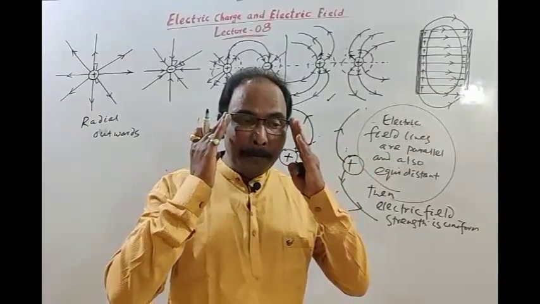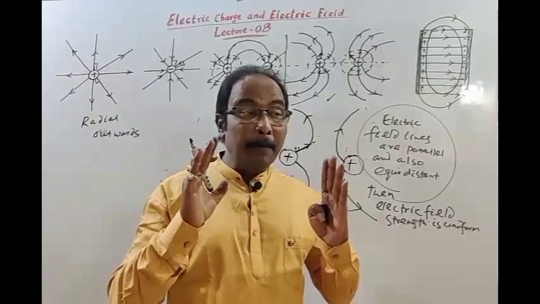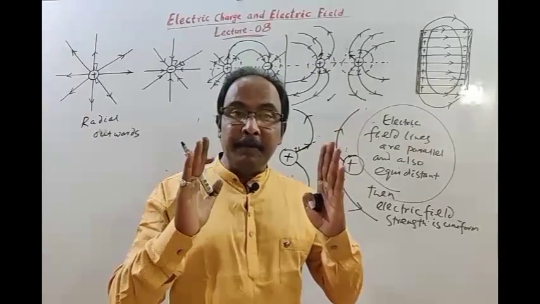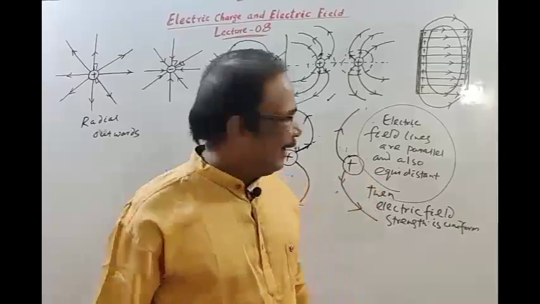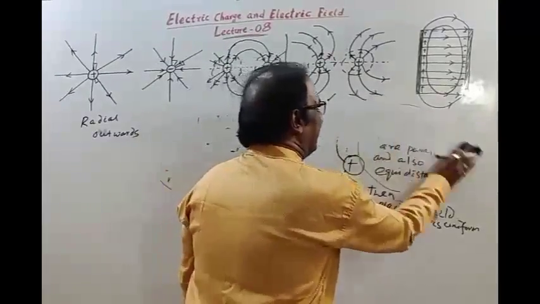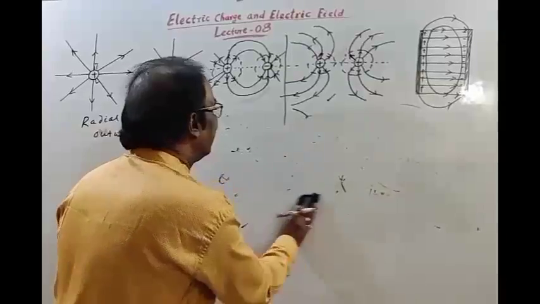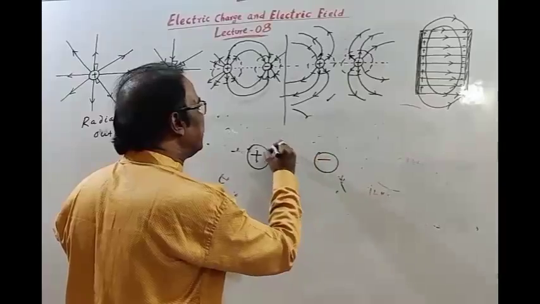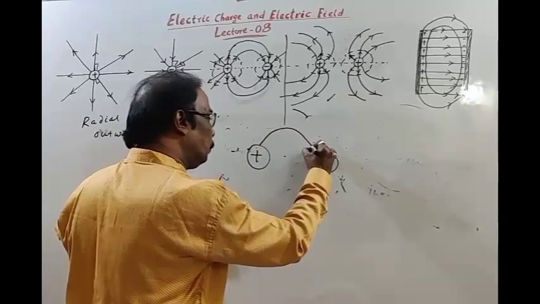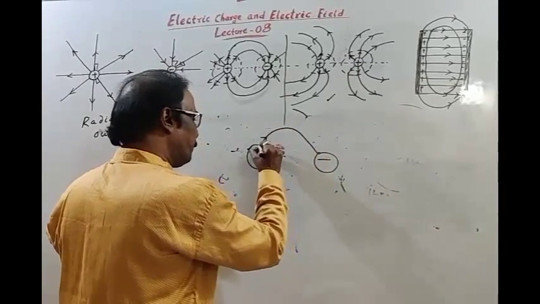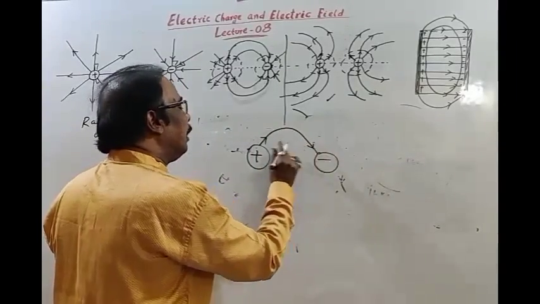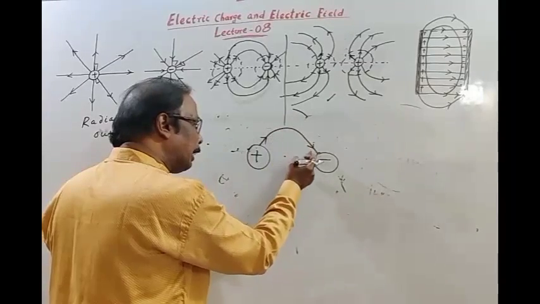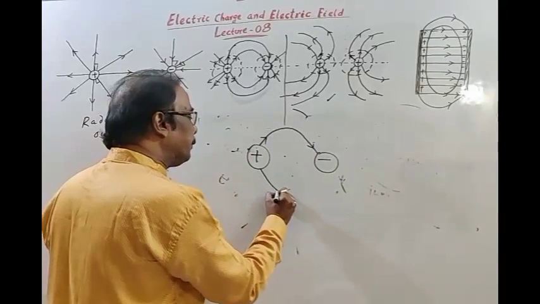Of course, we have to assume that the distribution of charge on both the plates is uniform and equal also. Next point: suppose this is a positively charged body and this is a negatively charged body. We are considering two lines of force. The unit positive charge is repelled, and the path followed by the unit positive charge starts from the surface of the positively charged body and terminates on the surface of the negatively charged body.